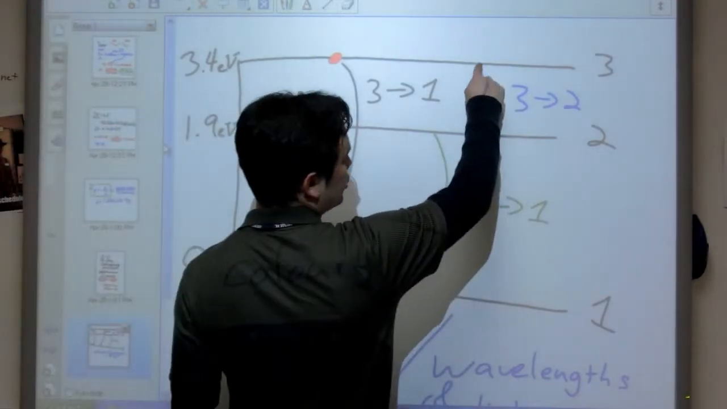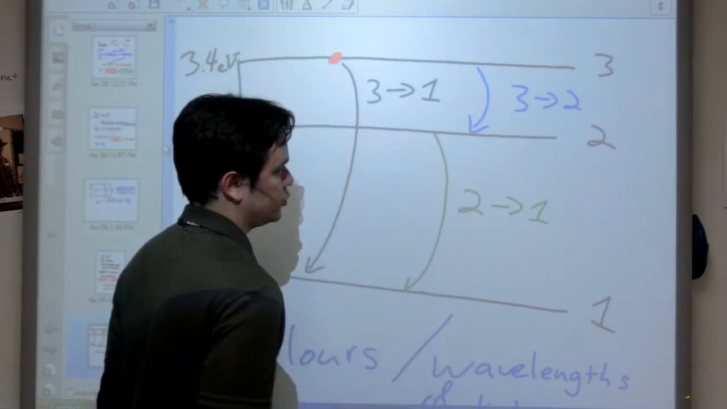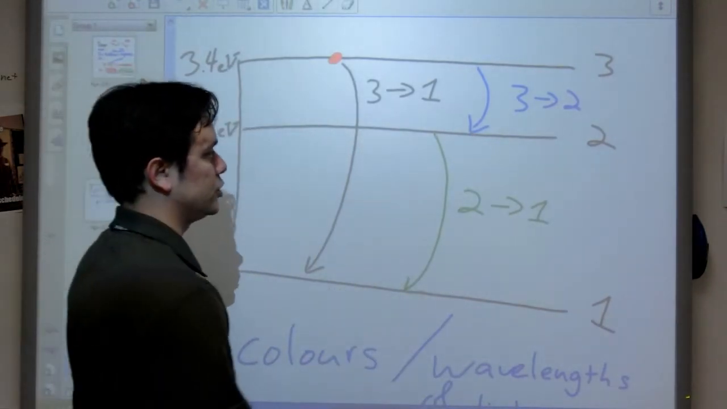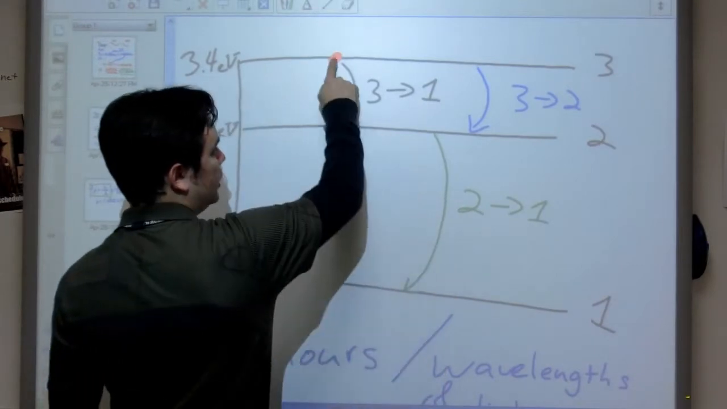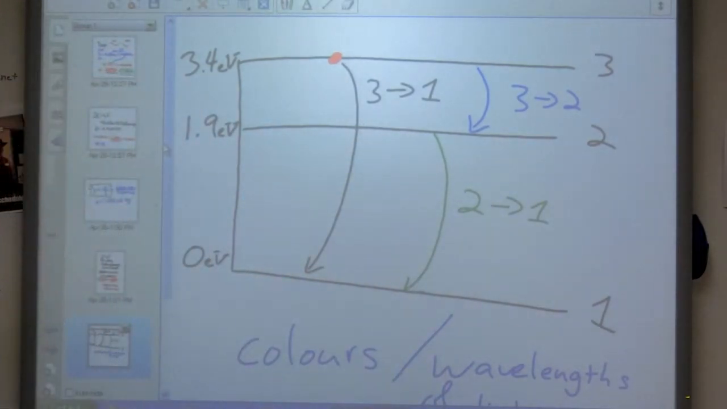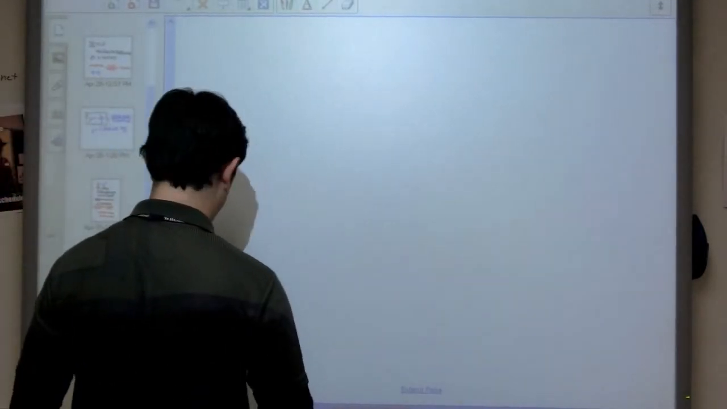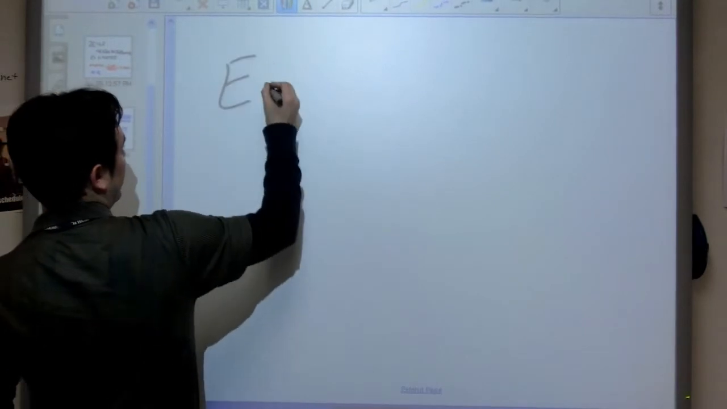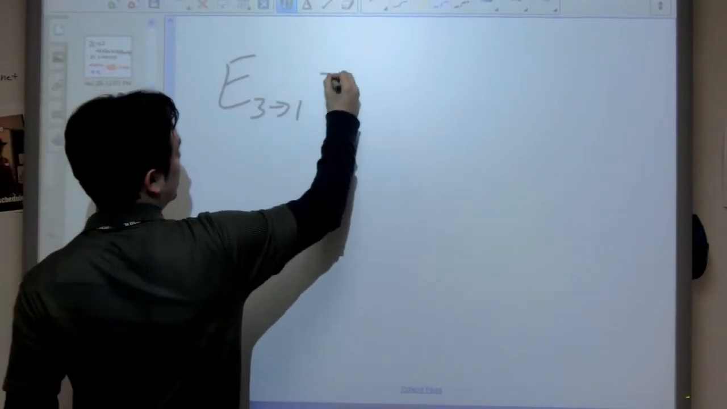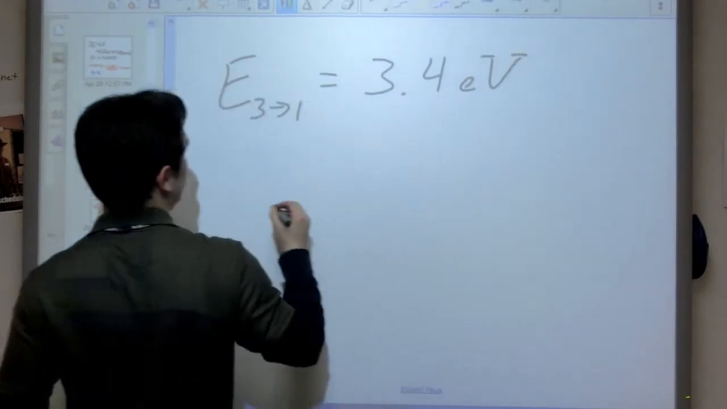So when it goes from 3 to 2, it has to emit some light there, and when it goes from 2 down to 1, it has to emit light there. It can't just do all of them at once unless it skips over the second shelf altogether and just goes down to the first one. Okay? So going through this, I found that for my energies, the energy of 3 down to 1 was equal to 3.4 electron volts.